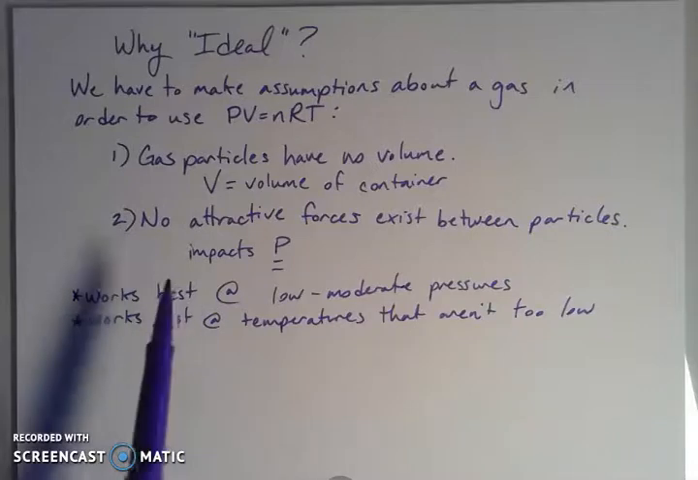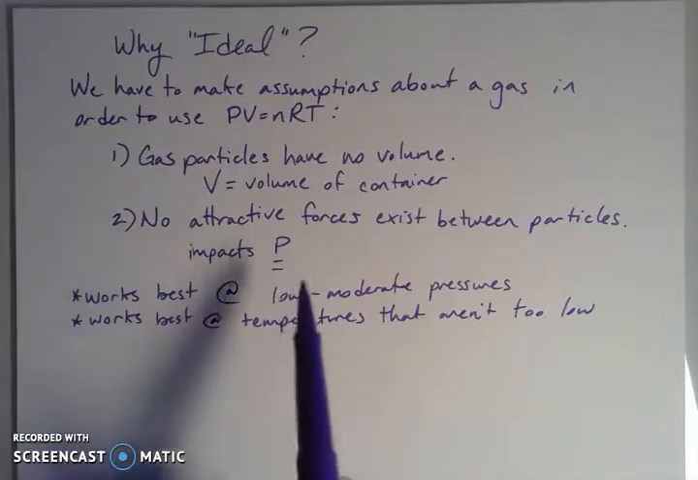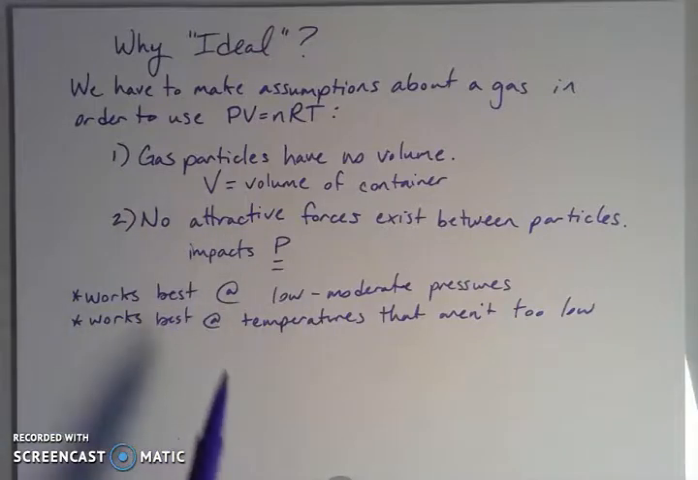Speaking of chemical identity, the things you wouldn't be able to use PV=nRT for are bigger things and things that are more polar, because that's going to cause these assumptions to be invalid. So larger molecules with a greater amount of polarity are not going to be ideal.